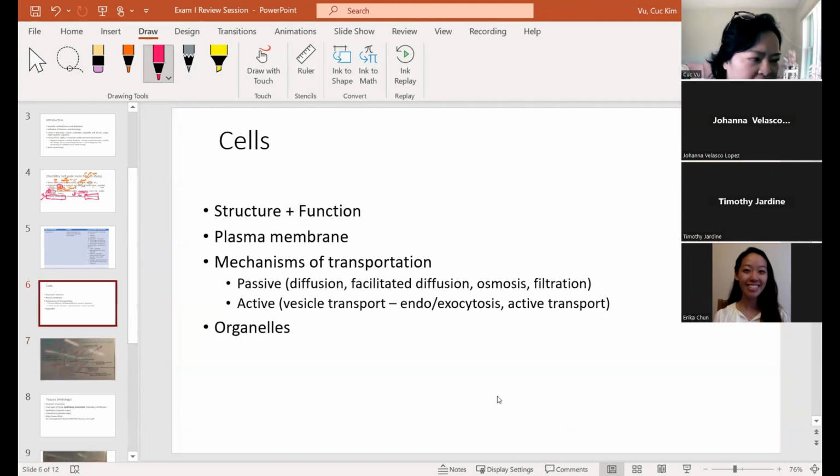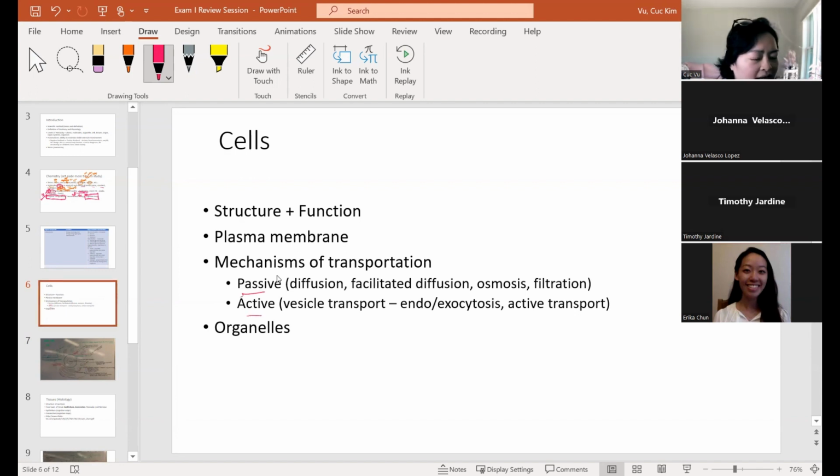I think I saw a lot of questions on transportation, so if it's okay, I'll spend some time on that. And then the organelles, it seems like students got that pretty well. So I'm going to spend some time on the transport mechanisms, okay? Now, transport mechanisms is divided into two main types, passive and active.